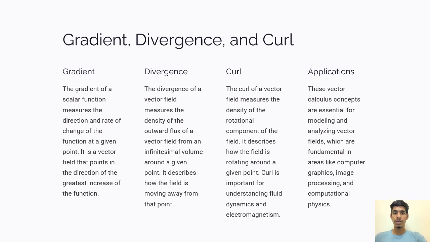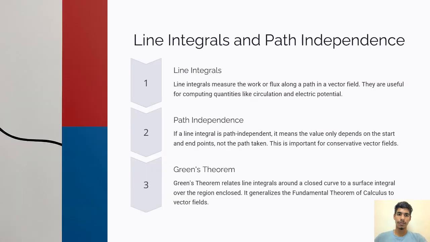Then curl. The curl of a vector field measures the density of the rotational component of the field. It describes how a field is rotating around a given point. Curl is important for understanding fluid dynamics and electromagnetism. Applications. These vector calculus concepts are essential for modeling and analyzing vector fields, which are fundamental in areas like computer graphics, image processing, and computational physics, etc. Here we studied the three topics of vector calculus, which are gradient, divergence, and curl, and some of their applications.